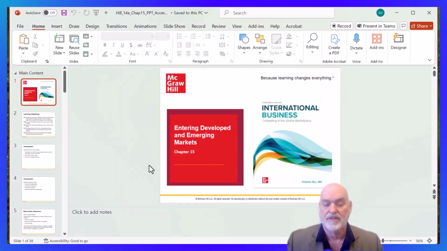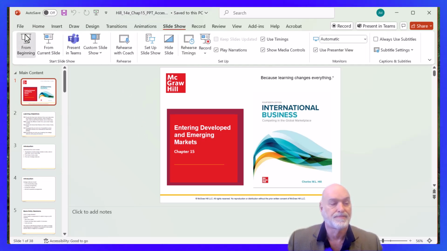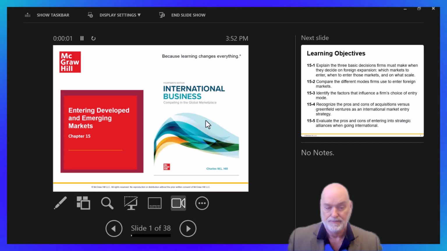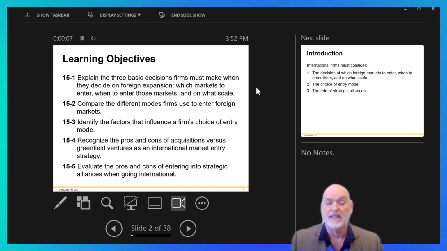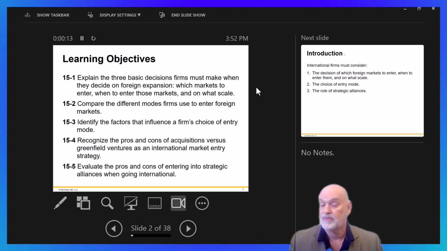This is Chapter 15, Entering Developed and Emerging Markets. Our learning objectives today: explain the three basic decisions firms must make when they decide on foreign expansion, which markets to enter, when to enter those markets, and on what scale. Also, compare the different modes firms use to enter foreign markets. Identify the factors that influence a firm's choice of entry mode.